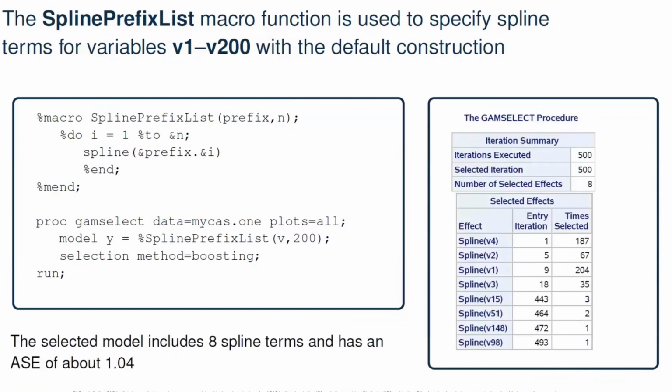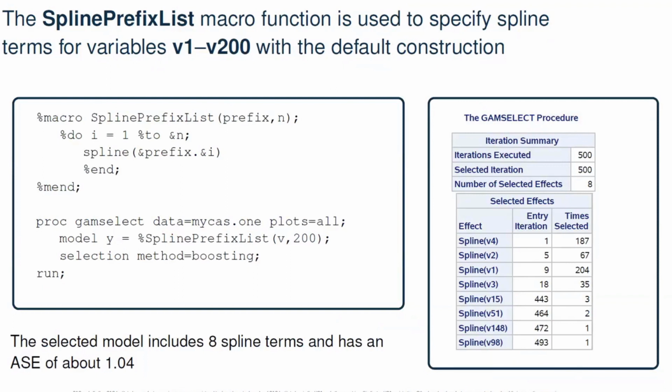Looking at some of the output from these statements, the iteration summary table shows that 500 iterations were executed. That is the default number for the boosting selection method. That the selected model corresponds to the final boosting iteration, and that the selected model includes 8 effects, not counting the intercept. The selected effects table shows us the 8 selected spline terms, the iteration at which a term first entered the model, and how many iterations a term was selected for update.